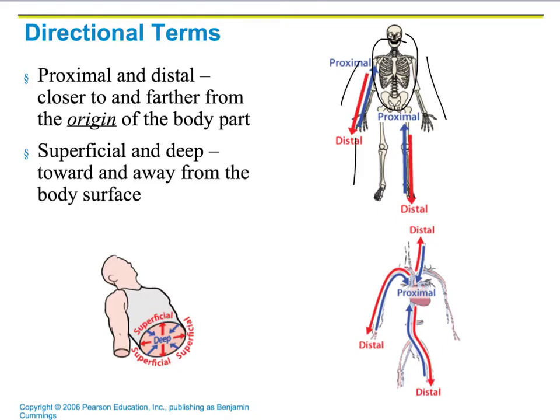So something is towards the origin of the body. So if we're talking about legs here, the origin of the body is right there at the hip. So whatever is closer to the hip or the pelvis is proximal, and the farther away from that origin is distal.